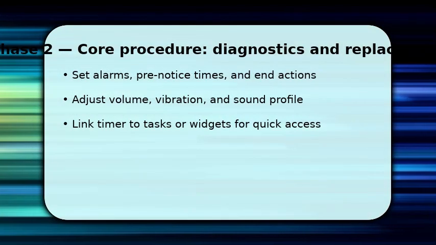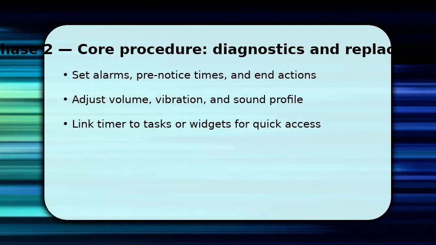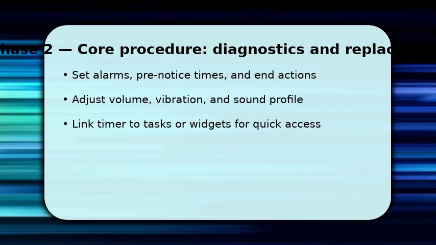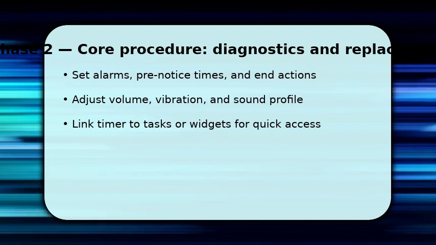Now configure advanced options so the timer behaves as you expect. Set alarm sounds, a pre-notice at a specific offset, and the action triggered at end, stop, repeat, or run a shortcut. Adjust volume and vibration independently and select the sound profile for different contexts. Then link the timer to a task or widget if you want one-tap access.